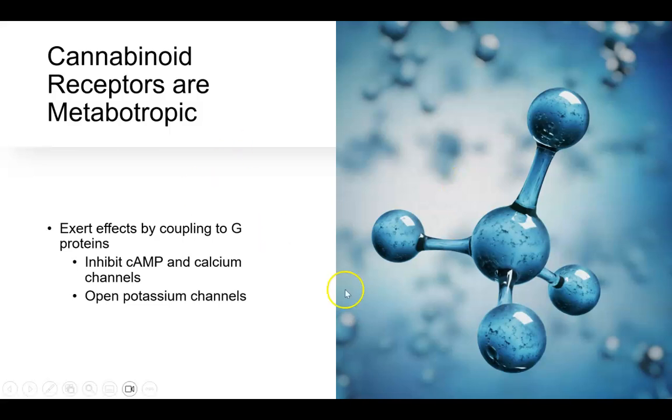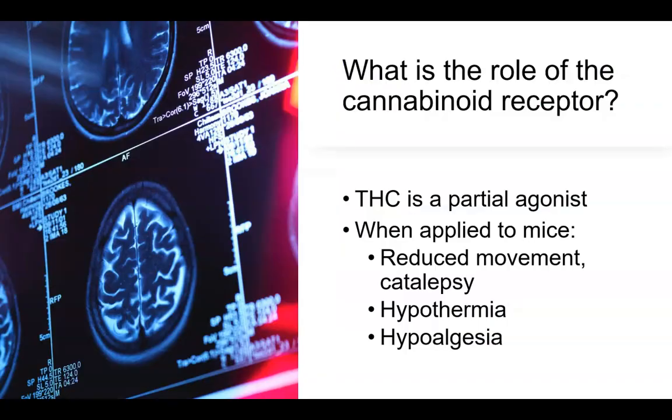If you inhibit calcium, you're not going to get as many cellular effects. If you open potassium channels, those lead to inhibitory effects. As a result, you can see that cannabinoids tend to be pretty inhibitory in nature. So what is the role of the cannabinoid receptor? One of the things we know is that THC is a partial agonist. It is not a perfect agonist, but it is in fact a partial agonist.